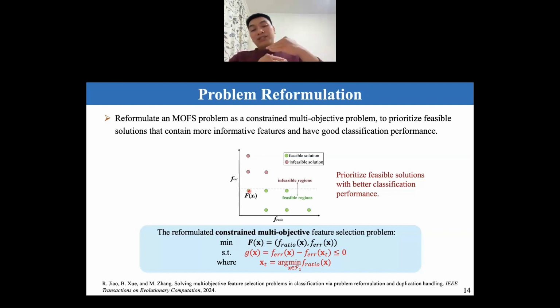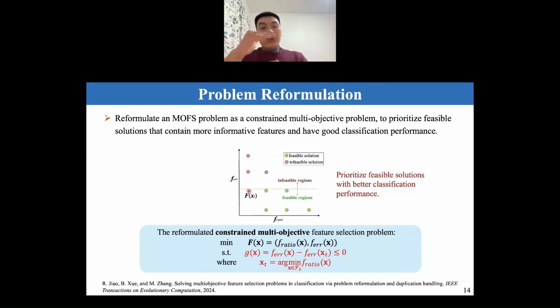So somehow by doing that, we're pushing more pressure and also more computational resources onto the feasible region, which is the region with lower error rate, right? So we are turning from the standard multi-objective problem into a constrained multi-objective problem where the focus is on the region with lower error rate.